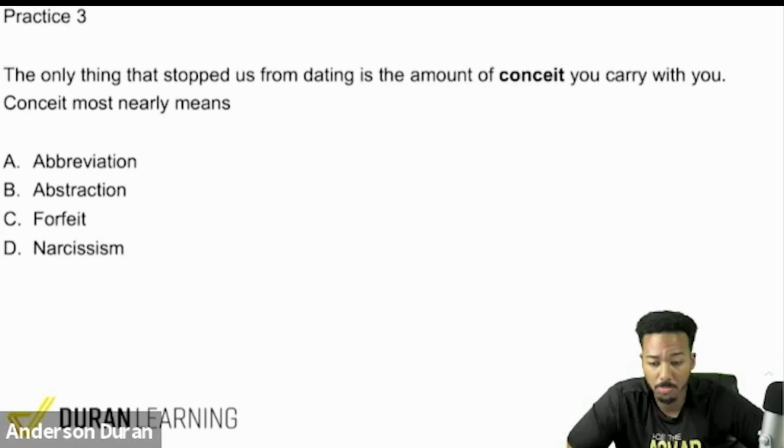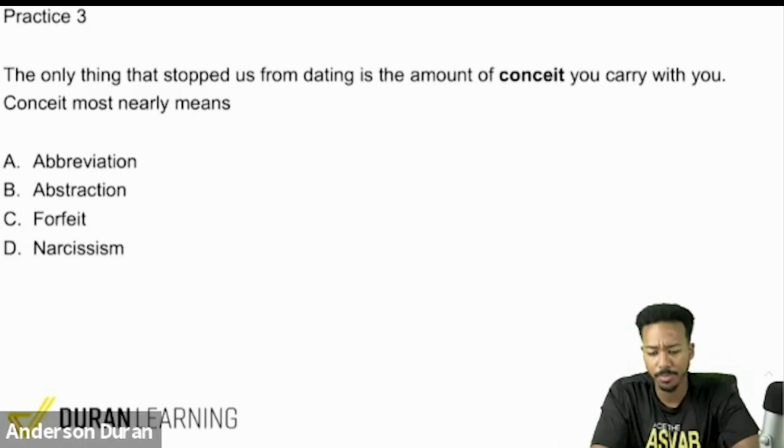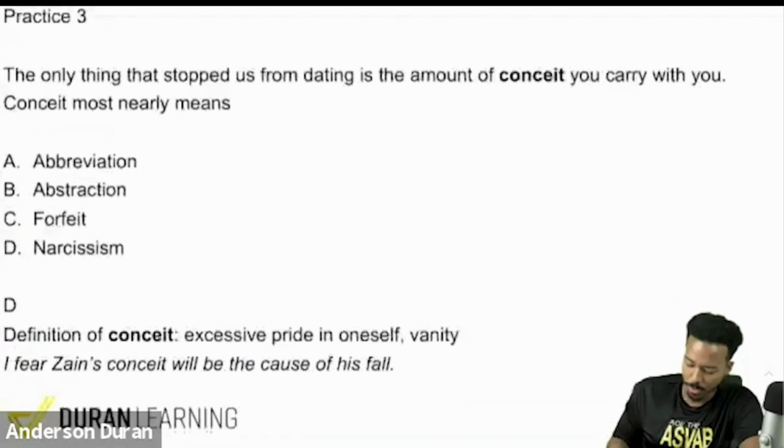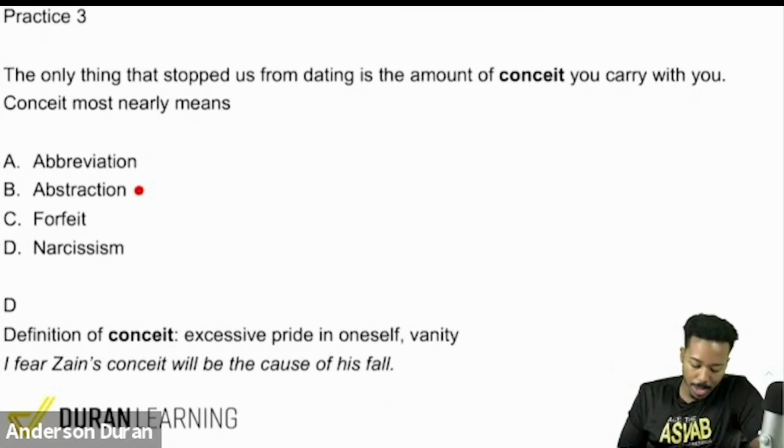Prideful, self-absorbed, cocky, full of themselves, right? And so what answer choice do you guys believe might fit the bill here? Yeah, narcissism. That is correct. Booyah, right there. So let's check it out here. We have abbreviation, abstraction, forfeit, and narcissism. Again, the answer will be narcissism.